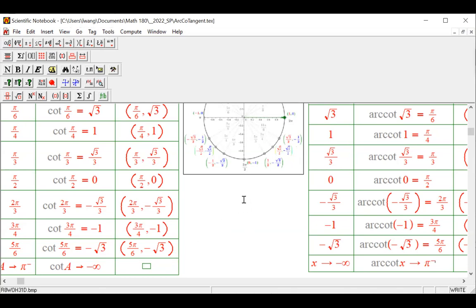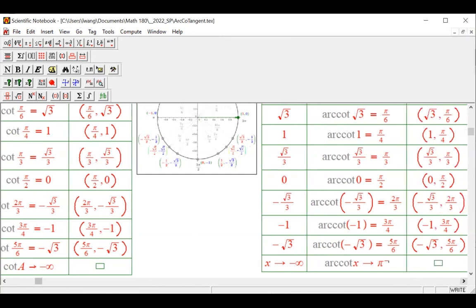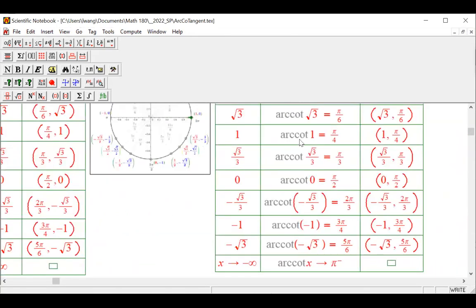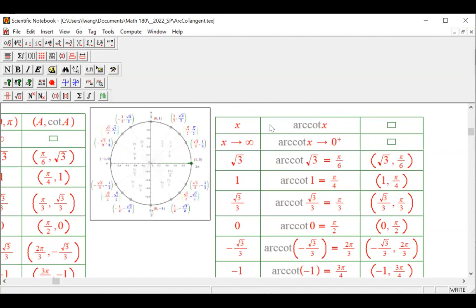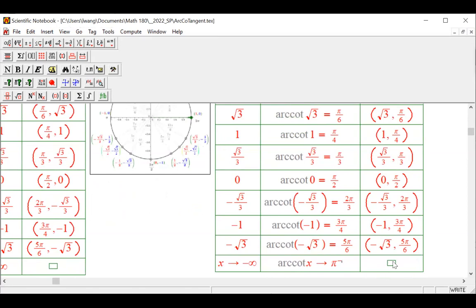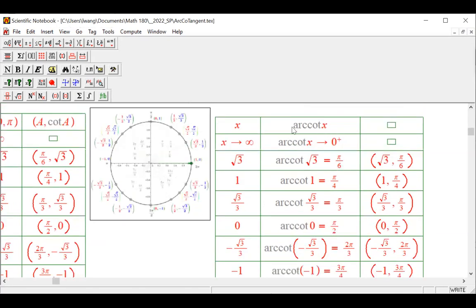Ooh, we are done, right? Not too many points, but these points are representative enough to tell us something about the non-special ones. For the special ones, we know them. For non-special ones, it's going to be the same. Any ratio you give me, the output will be positive between 0 and pi. That's what it means that the output is going to be larger than 0 and smaller than pi.